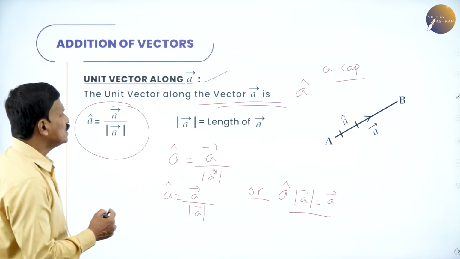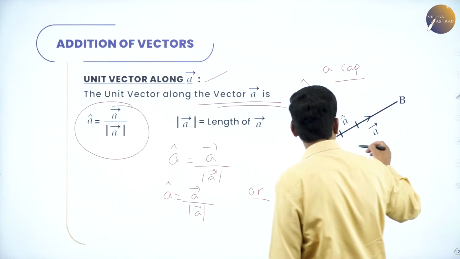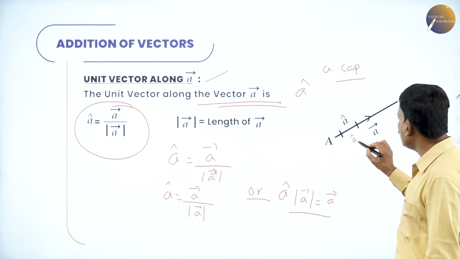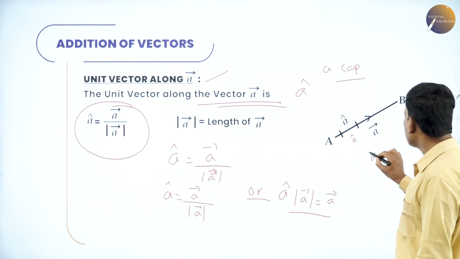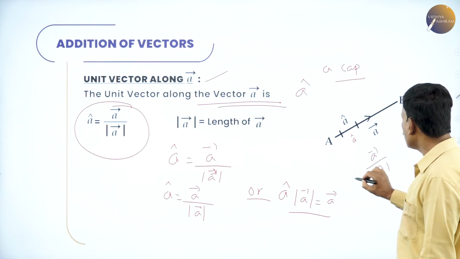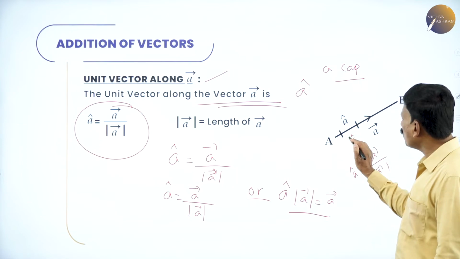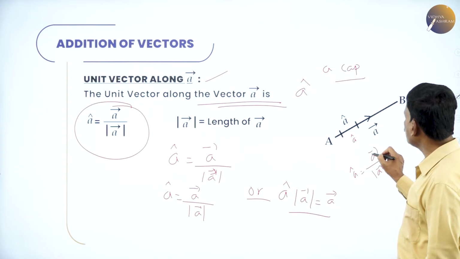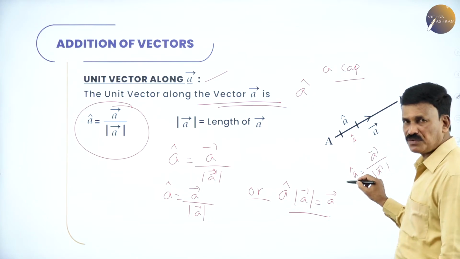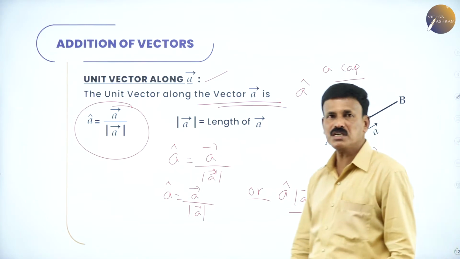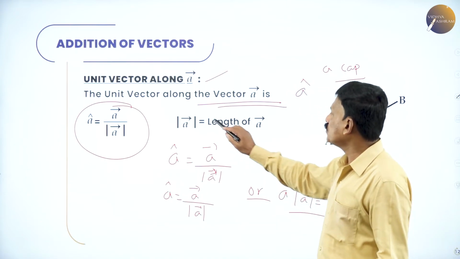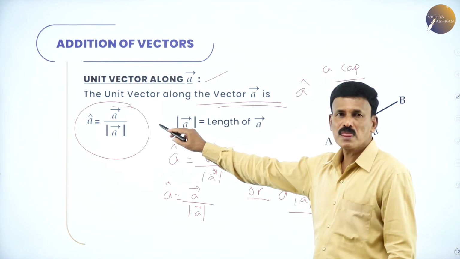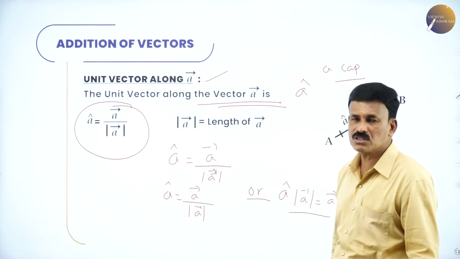So here, suppose AB is a vector, this is the vector A, then this part is called the unit vector. The unit vector A cap is given by vector A divided by its own length. This part is called the unit vector, having unit magnitude. So a unit vector along the vector A is given by A cap is equal to vector A divided by its own length.